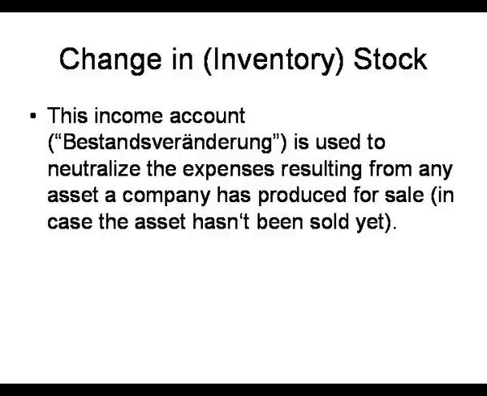So in our case, the expenses for those 200 chairs that we have in our warehouse will be neutralized in this income account, change in stock. By the way, in future years, when we end up selling those 200 chairs, we use this account again, but it becomes an expense account, and that's how we compensate for anything that's in our warehouse.